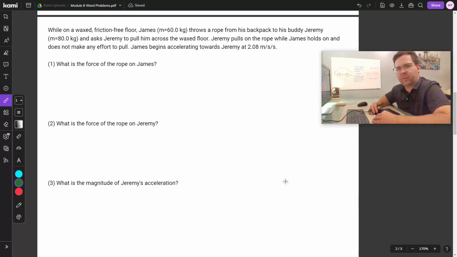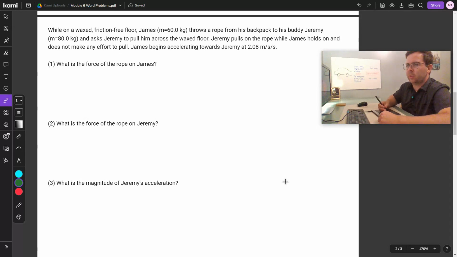Hi, let's look at another example involving Newton's third law of motion. While on a waxed, friction-free floor, James, who has a mass of 60.0 kilograms, throws a rope from his backpack to his buddy Jeremy, mass of 80 kilograms, and asks Jeremy to pull him across the waxed floor. Jeremy pulls on the rope while James holds on and doesn't make any effort to pull. James begins accelerating towards Jeremy at 2.08 meters per second per second.